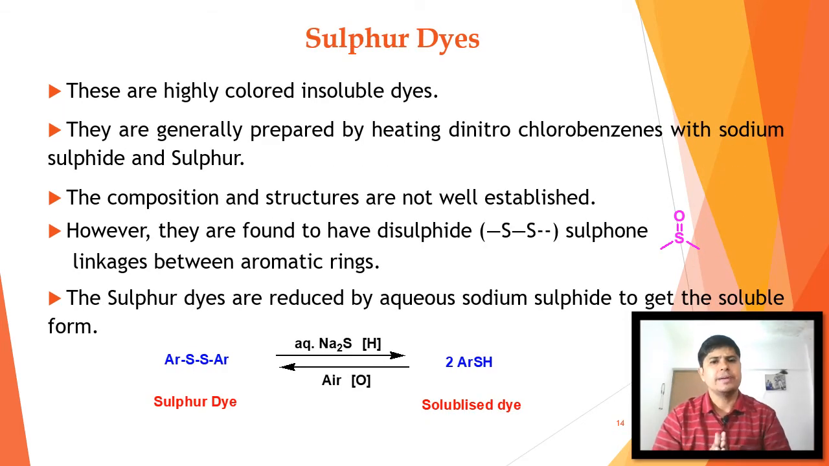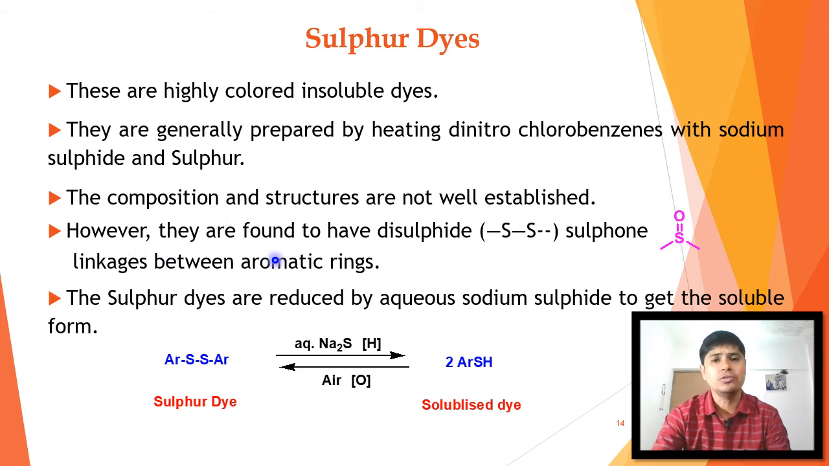Next class of dyes are sulfur dyes. These are highly colored insoluble dyes. They are generally prepared by heating dinitrochlorobenzene with sodium sulfide and sulfur. The composition and structure of these sulfur dyes are not well established yet.